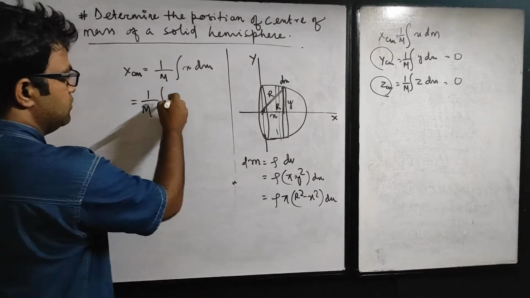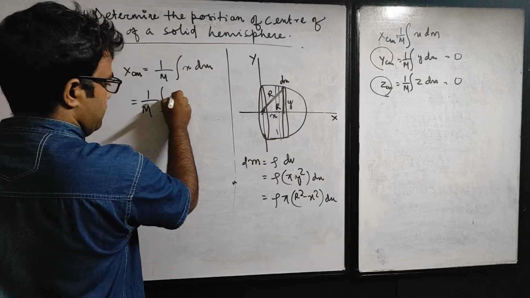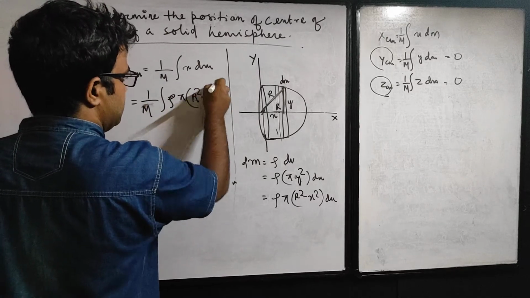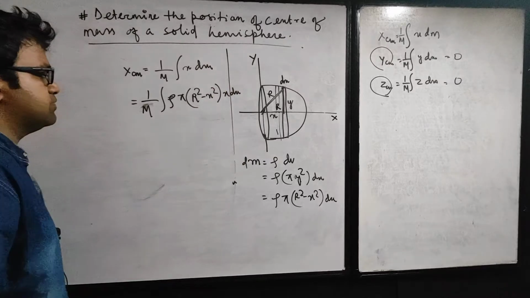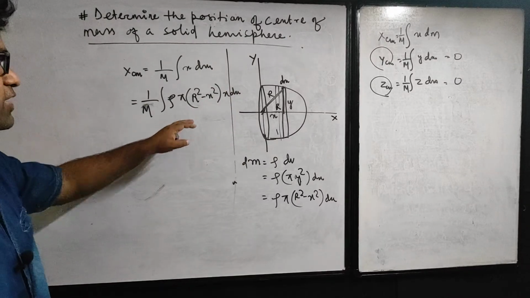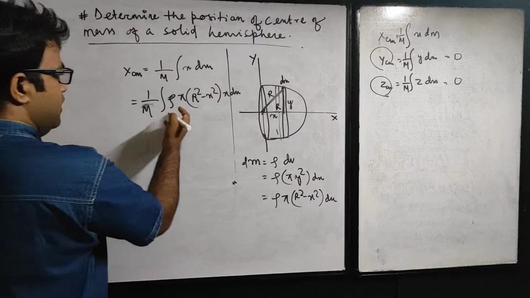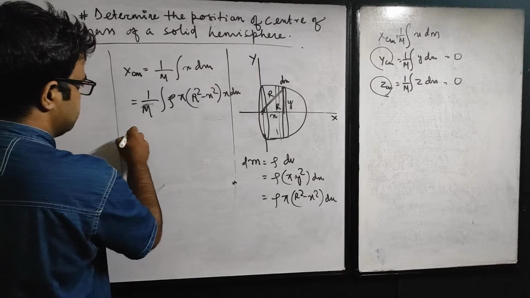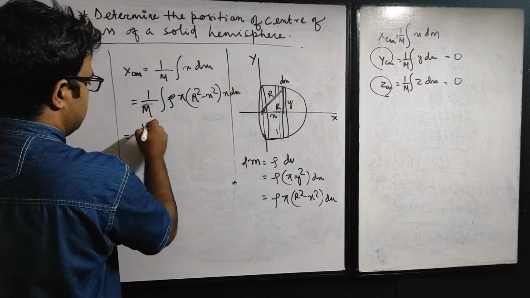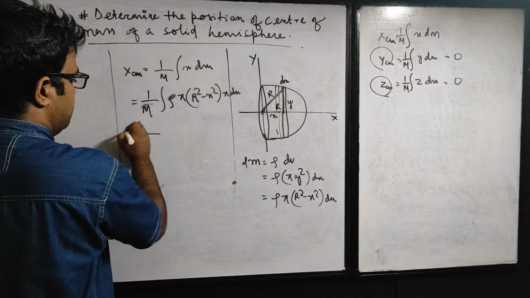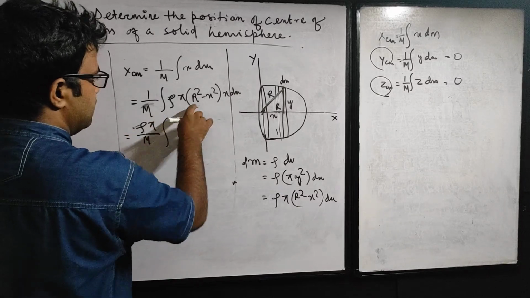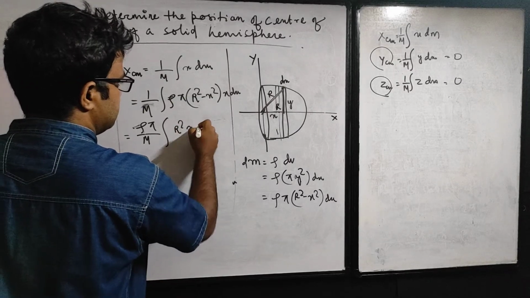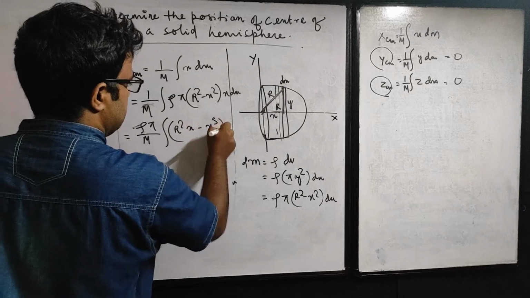Your dm is this one, so you can write rho pi (r square minus x square) x dx. So you can integrate it easily, and the constants will come outside. So you can do like this, 1 upon m, and rho pi will come outside, then integral of (r square x minus x cube) dx.